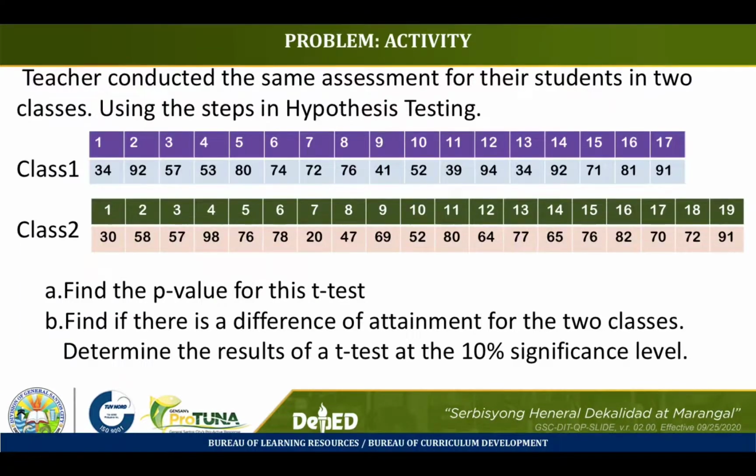Here is the problem for your activity. Teachers conducted the same assessment for their students in 2 classes, given below. A. Find the p-value for this t-test. B. Find if there is a difference of attainment of the 2 classes. Determine the result of the t-test at the 10% significance level. This is the same problem as example number 1 that we have. I hope you enjoy. Don't forget to take screenshots.